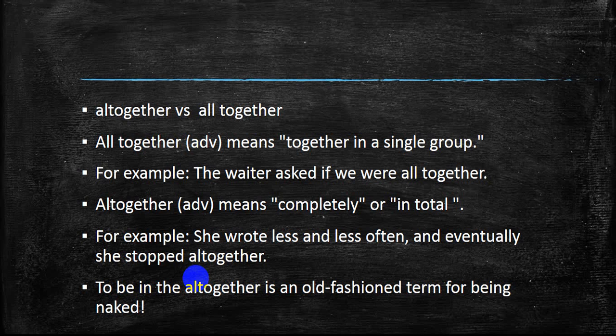All together versus altogether. The two-word version is an adverb meaning together in a single group. The waiter asked if we were all together. And the second adverb, altogether, as one word, means completely or in total. She wrote less and less often and eventually stopped altogether. To be in the altogether is an old-fashioned term for being naked.